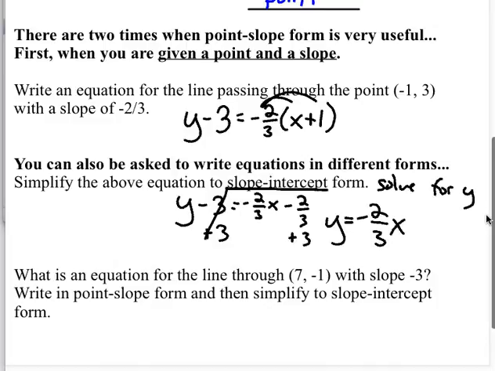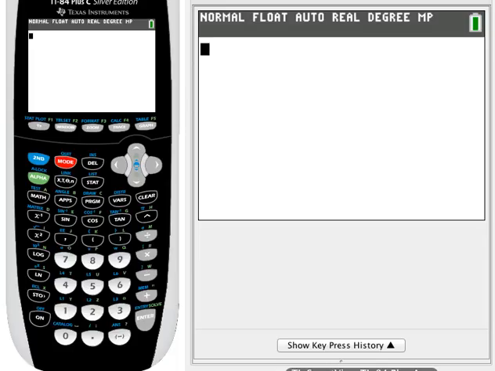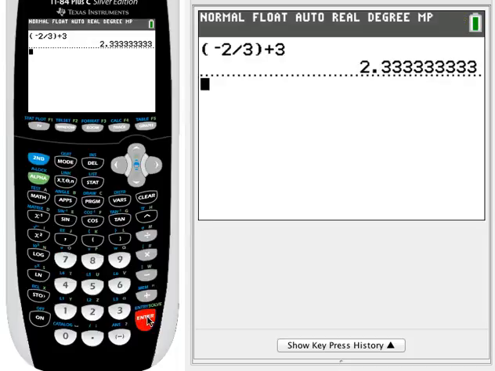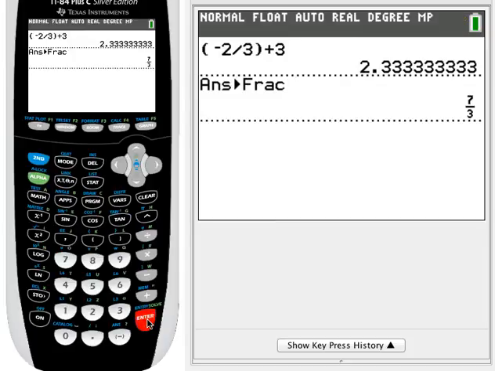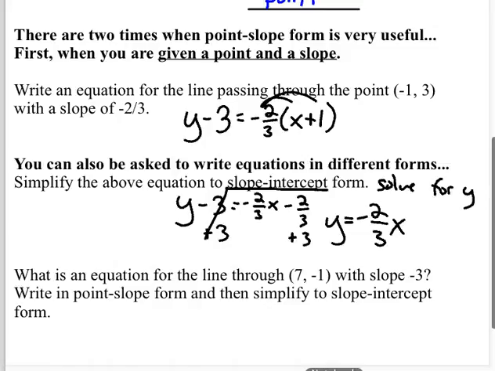Now, -2/3 plus 3. Okay, let's say we're not the best with fractions. Well, I can let the calculator help me with this. So -2/3, and I want to add 3 to that. Now, I don't want this as a decimal, okay, because it's nasty, never-ending. So on my calculator, I'm going to math frac that so I can see 7/3. Okay, so this would be plus 7/3. That would be my equation in slope-intercept form.